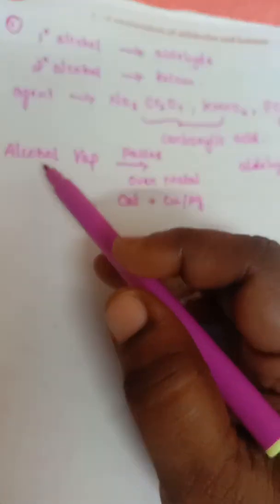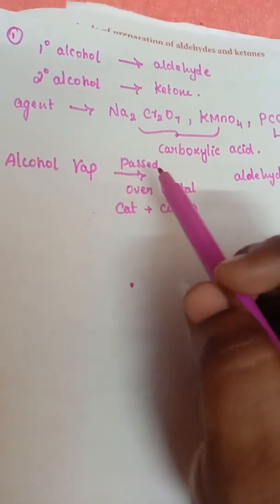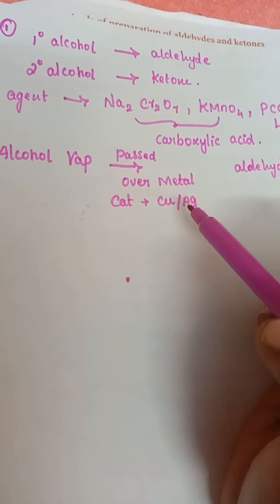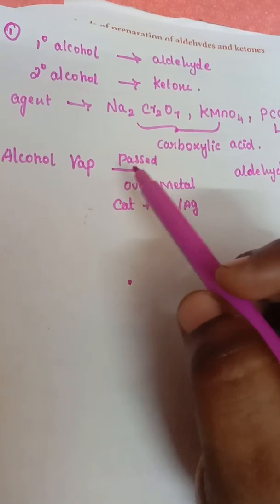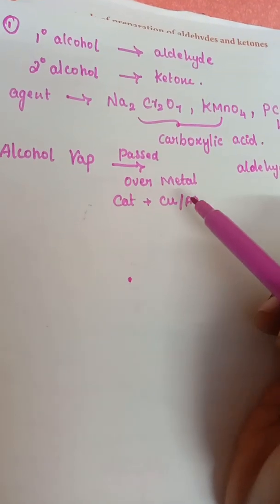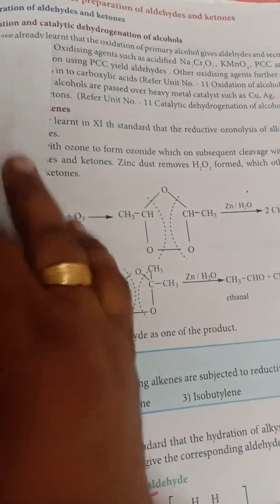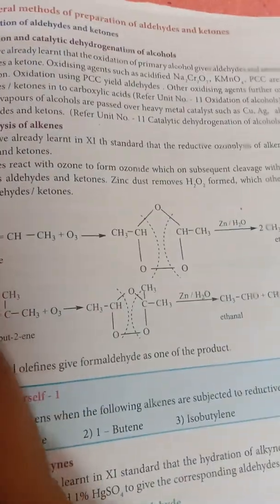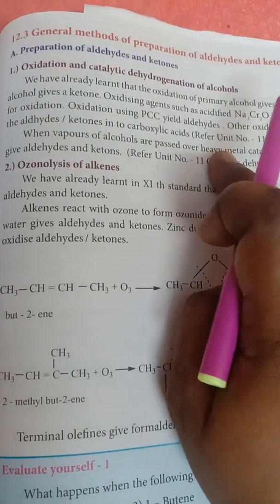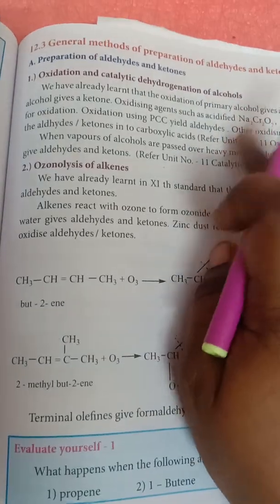The second is when you pass alcohol vapors over the metals copper and silver. In the presence of copper and silver, if you pass the vapors of alcohol, the reaction takes place and you get aldehydes and ketones as the product. This is the catalytic dehydrogenation process. This is also clearly explained in your 11th chapter. You can go and refer there. If you have any doubt, you can ask me.